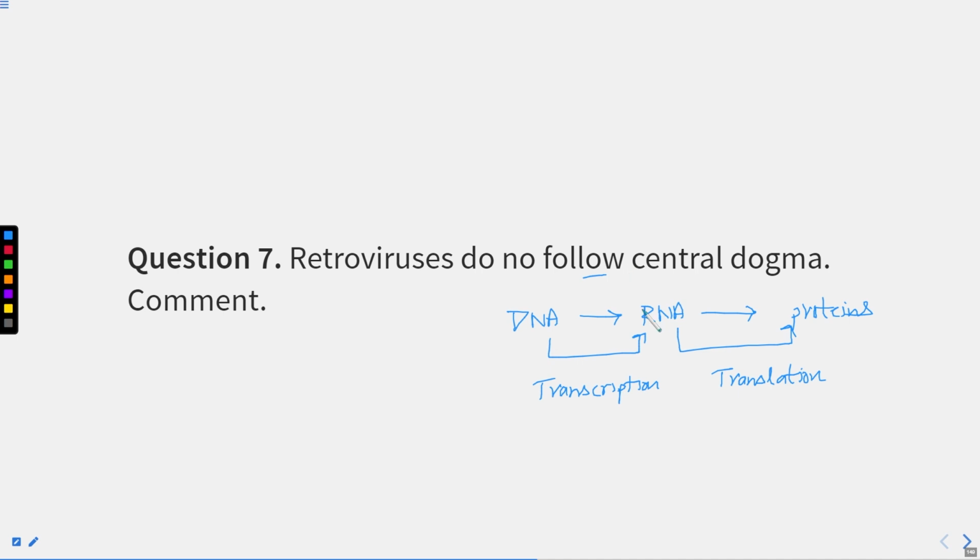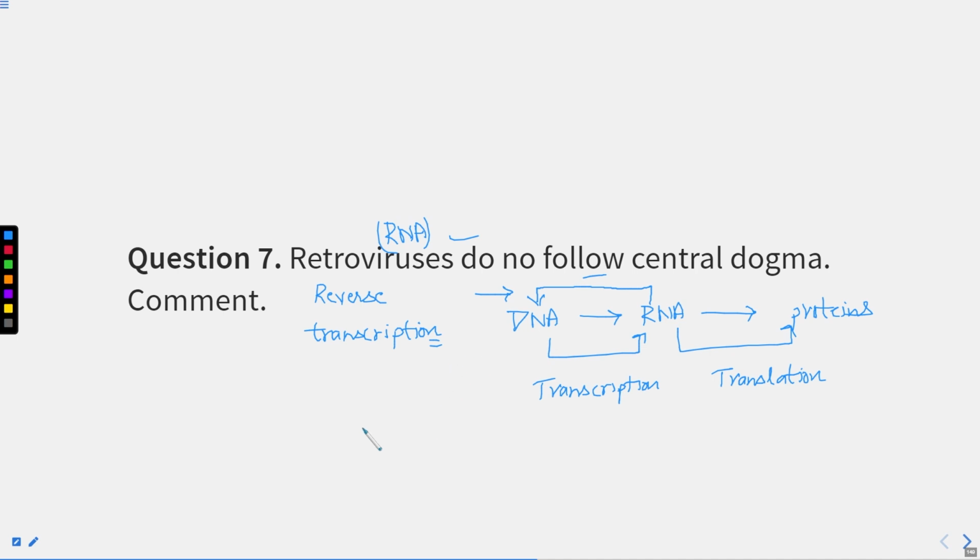All right, now retroviruses means viruses which contain RNA as the genetic material, such as HIV, tobacco mosaic virus, Q-beta bacteriophage, influenza virus. These are all RNA viruses. Here, a complementary DNA is made from the RNA. So here the reverse is happening. From RNA, DNA is being synthesized, and this process is known as reverse transcription, and the enzyme involved is reverse transcriptase.